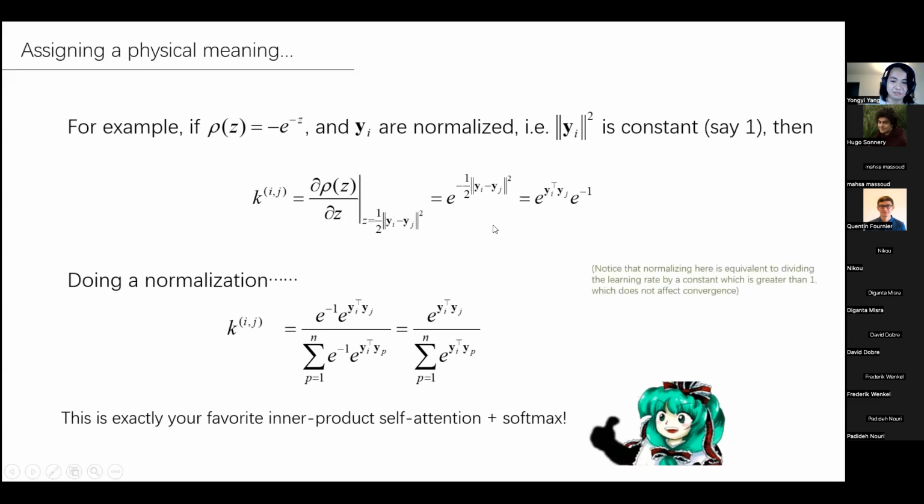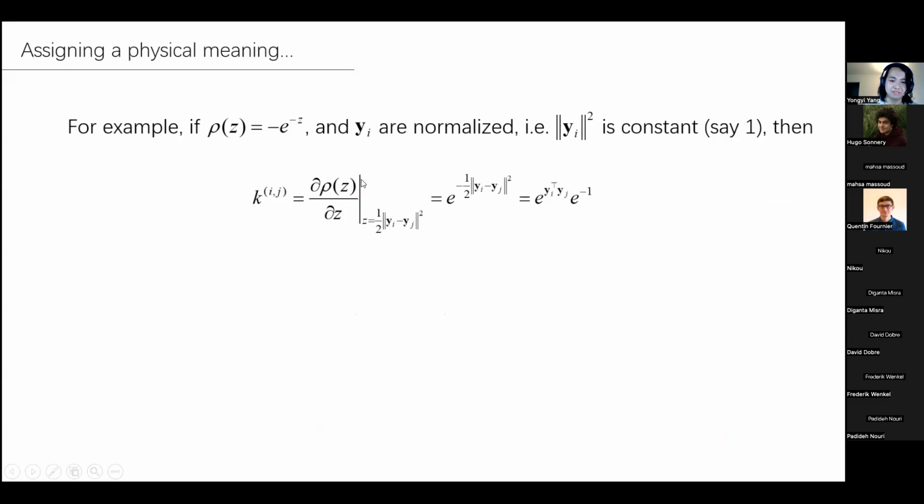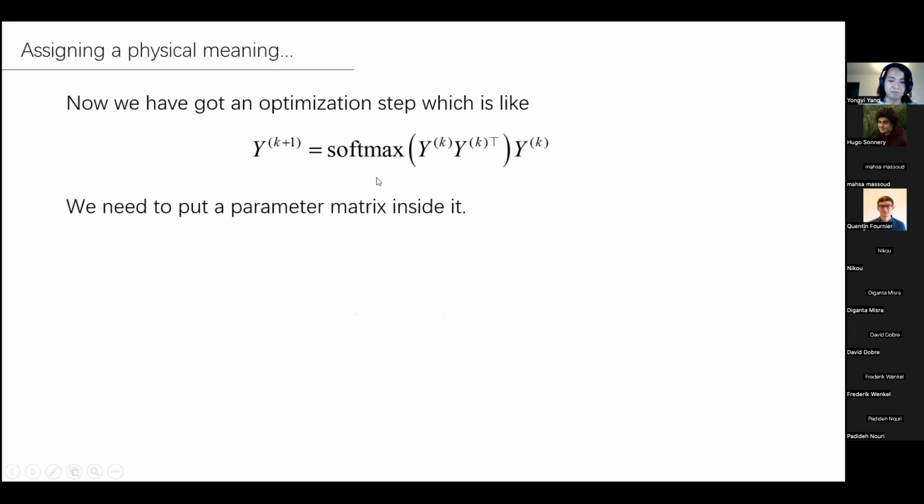So from this principle, with this specific rho function, if we are optimizing this energy function, the descending step can be exactly the softmax. Let's write it in matrix form.